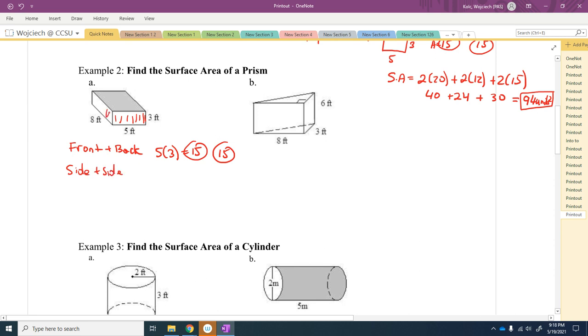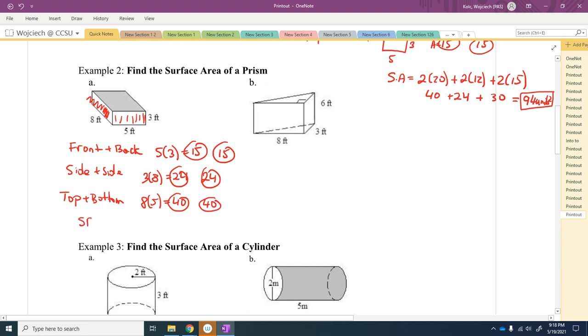Side plus side. Please remember, side implies this wall. So this wall is 3 by 8, which is 24, but the other side is also 24. Now let's talk about top plus bottom. The area of the top would be 8 times 5, which is 40. But please remember the floor is also 40 because floor is always congruent to the ceiling.